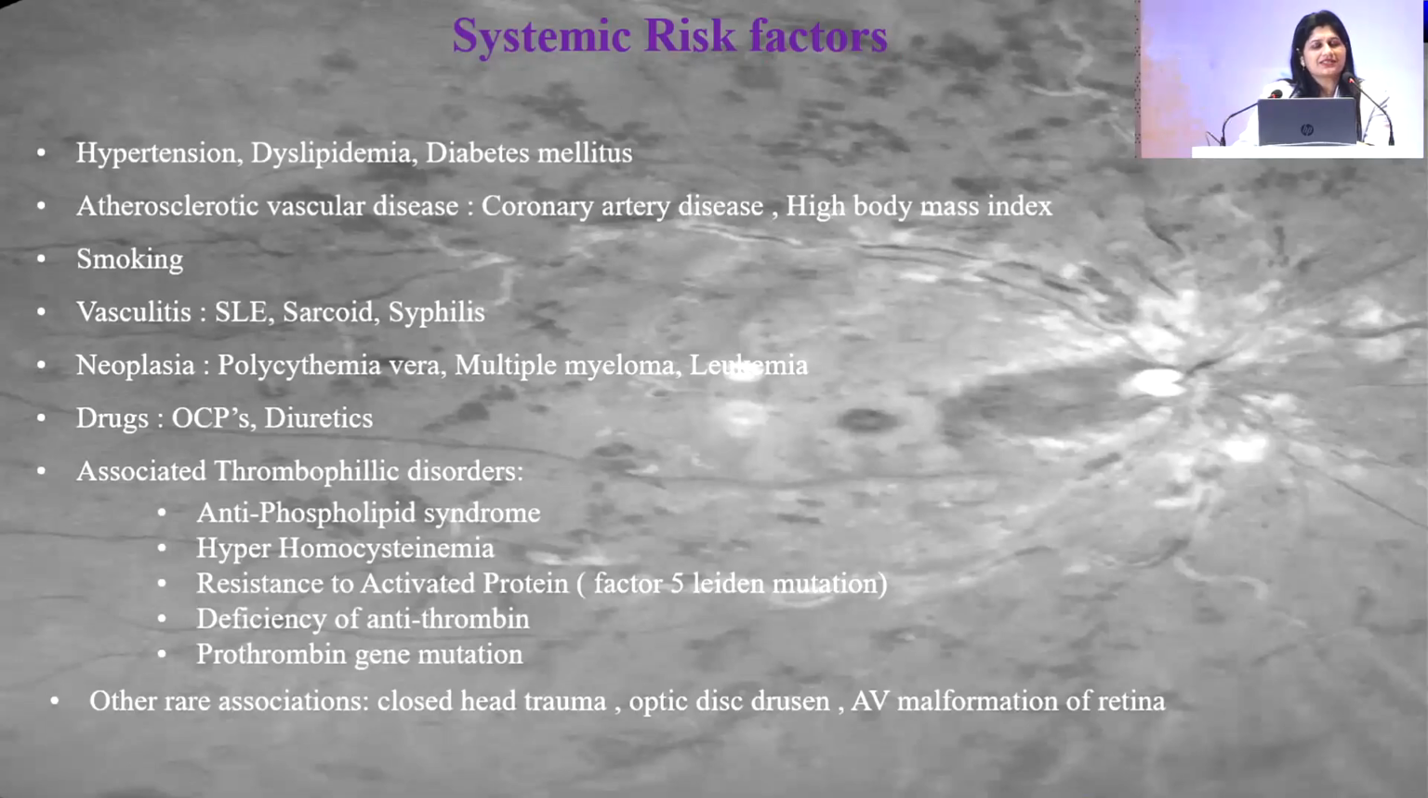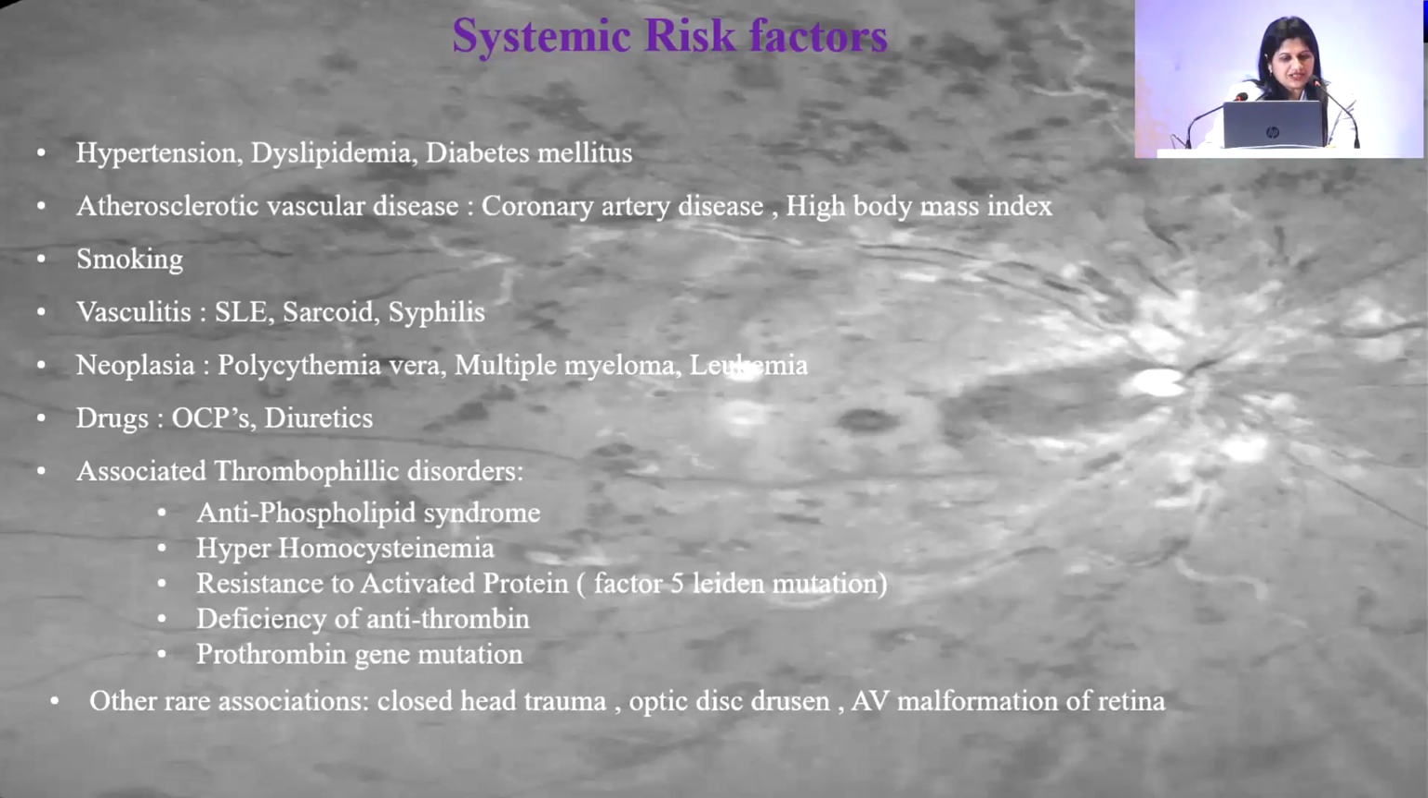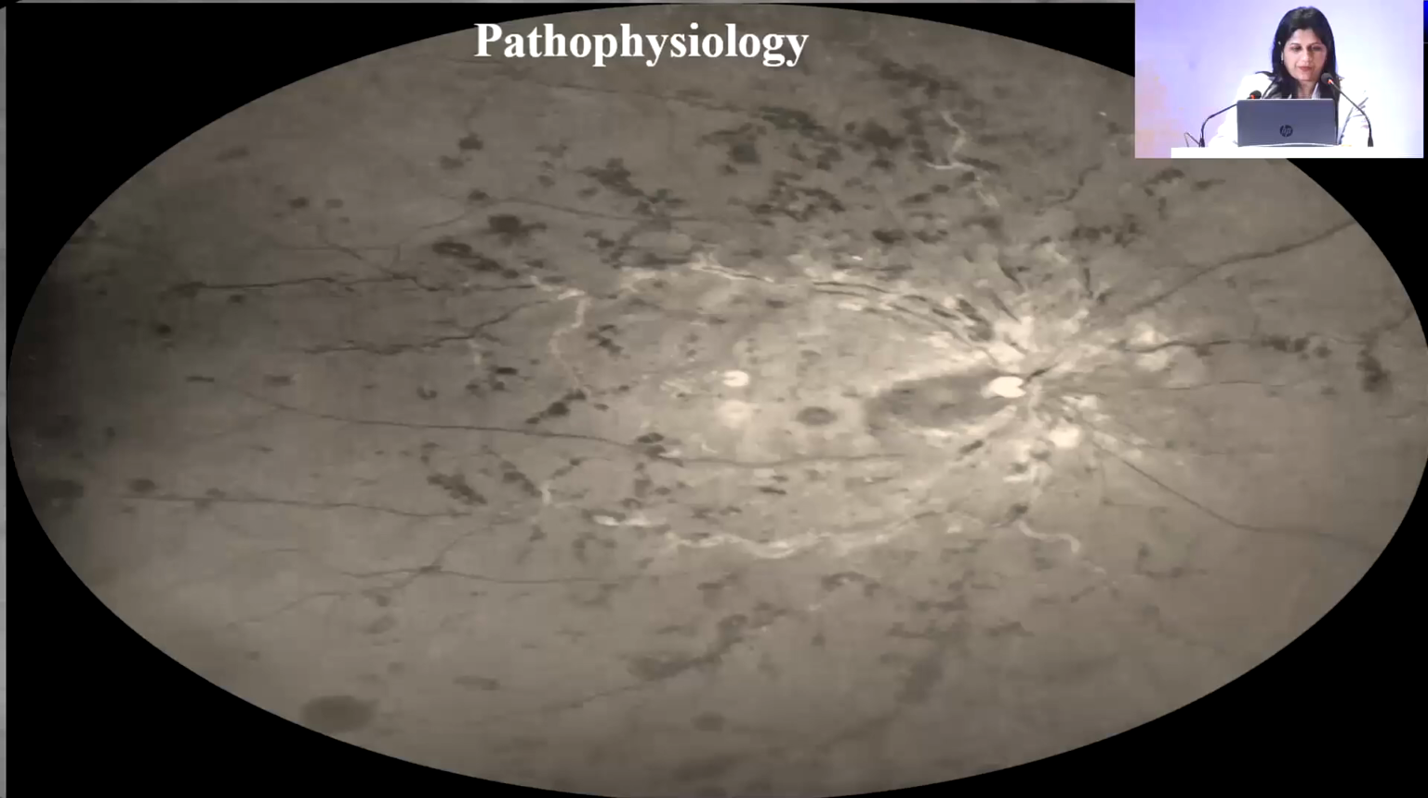These are the various systemic risk factors including hypertension, dyslipidemia, diabetes mellitus, and atherosclerotic vascular diseases. Smoking is one of the important factors. Few drugs and other associated thrombophilic disorders like antiphospholipid syndrome and hyperhomocysteinemia are also risk factors.